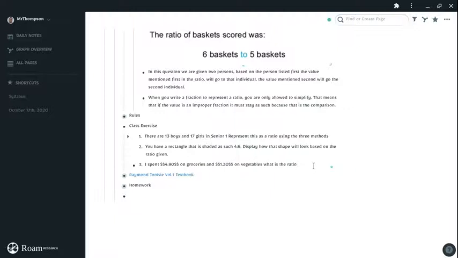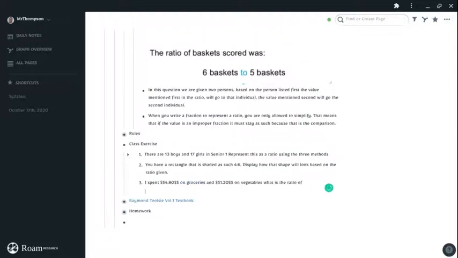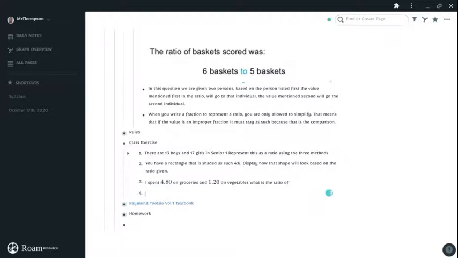Right. So the second one is, what is the ratio of cost of groceries to cost of vegetables, right? And cost of vegetables to cost of groceries.